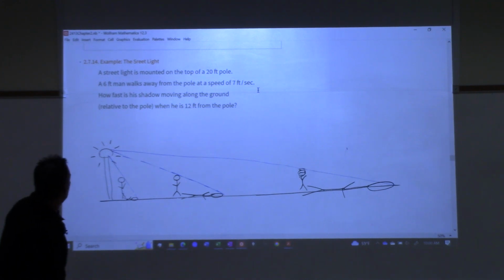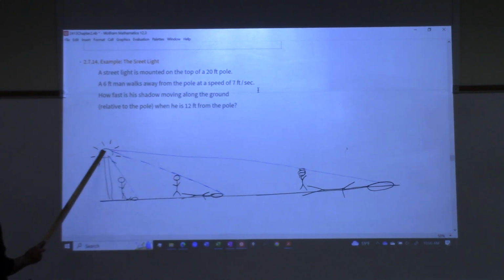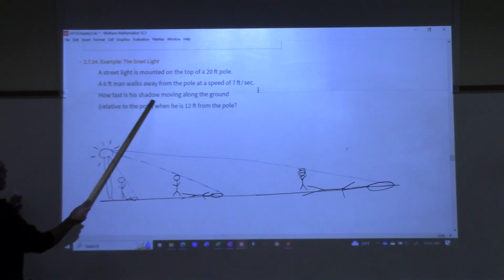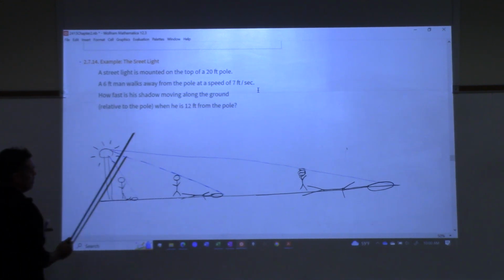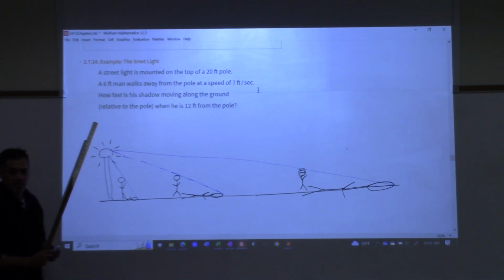So what do we want to know? We know how fast he's moving. We know how tall he is. We know how tall that pole is. We want to know how fast his shadow is moving along the ground. So we need to all, I guess, agree what we mean is the tip of his shadow.